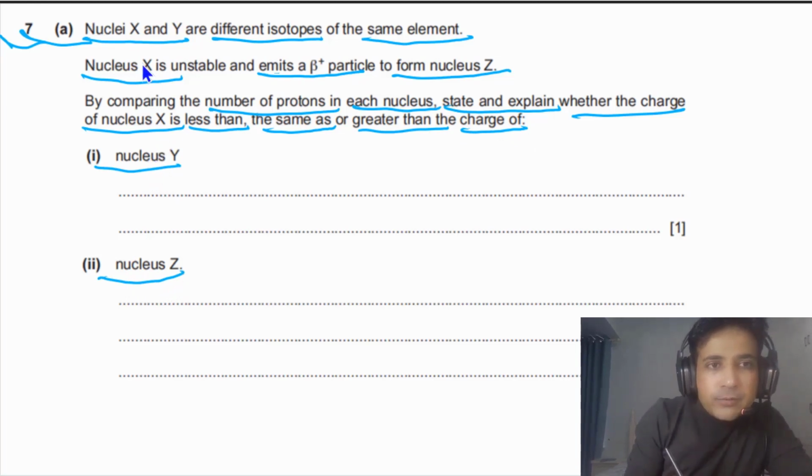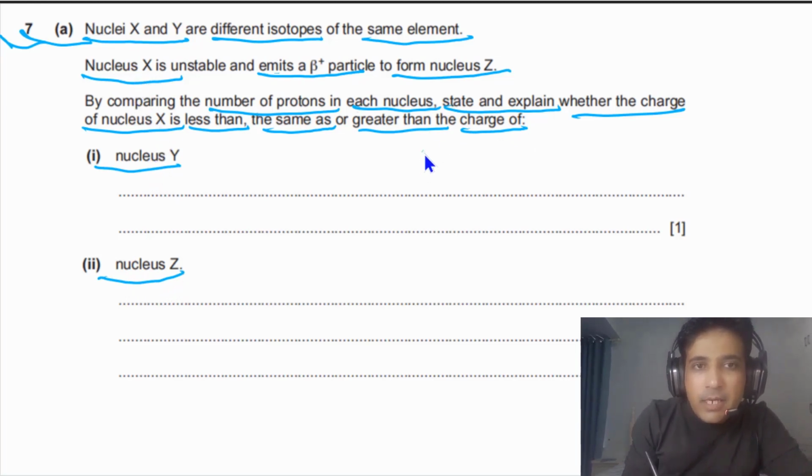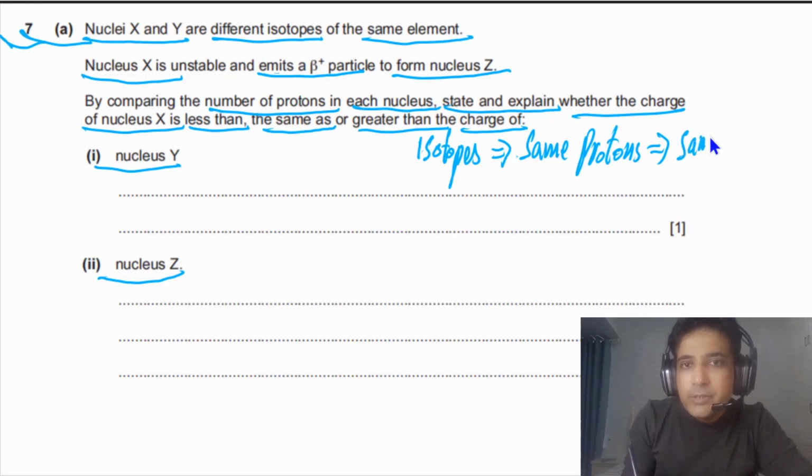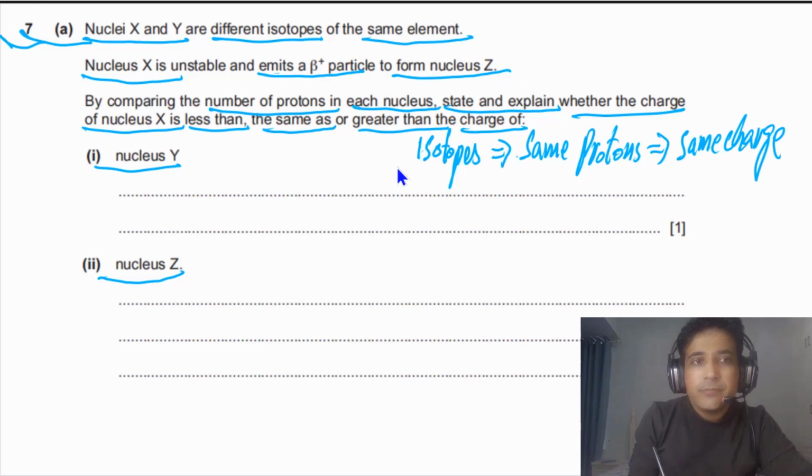If you look at nucleus Y and nucleus X, they are isotopes of the same element. As they are the isotopes, it means they have the same number of protons. So they have the same protons, so they have the same charge. So pretty straightforward. So we can say they have the same charge. So we can write down our answer for Y.